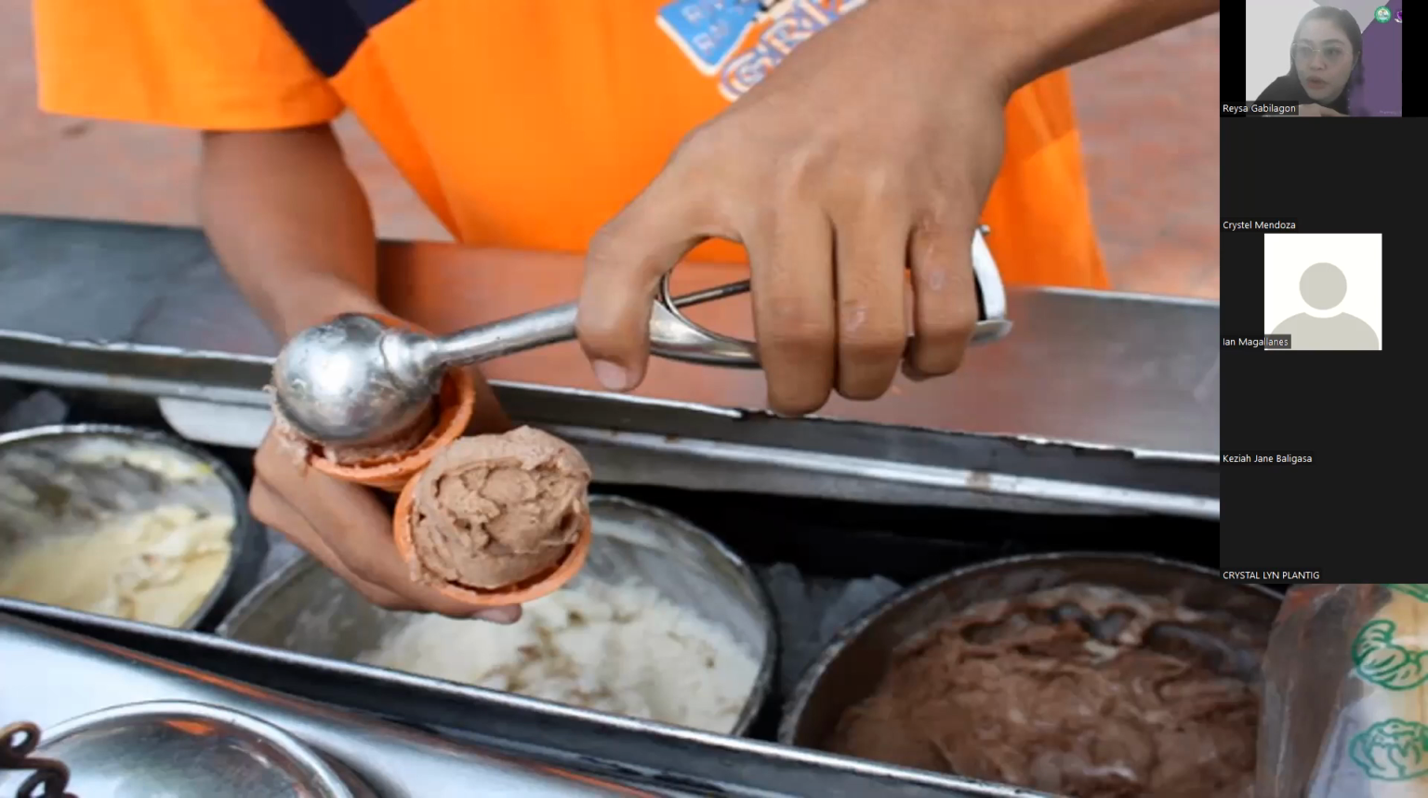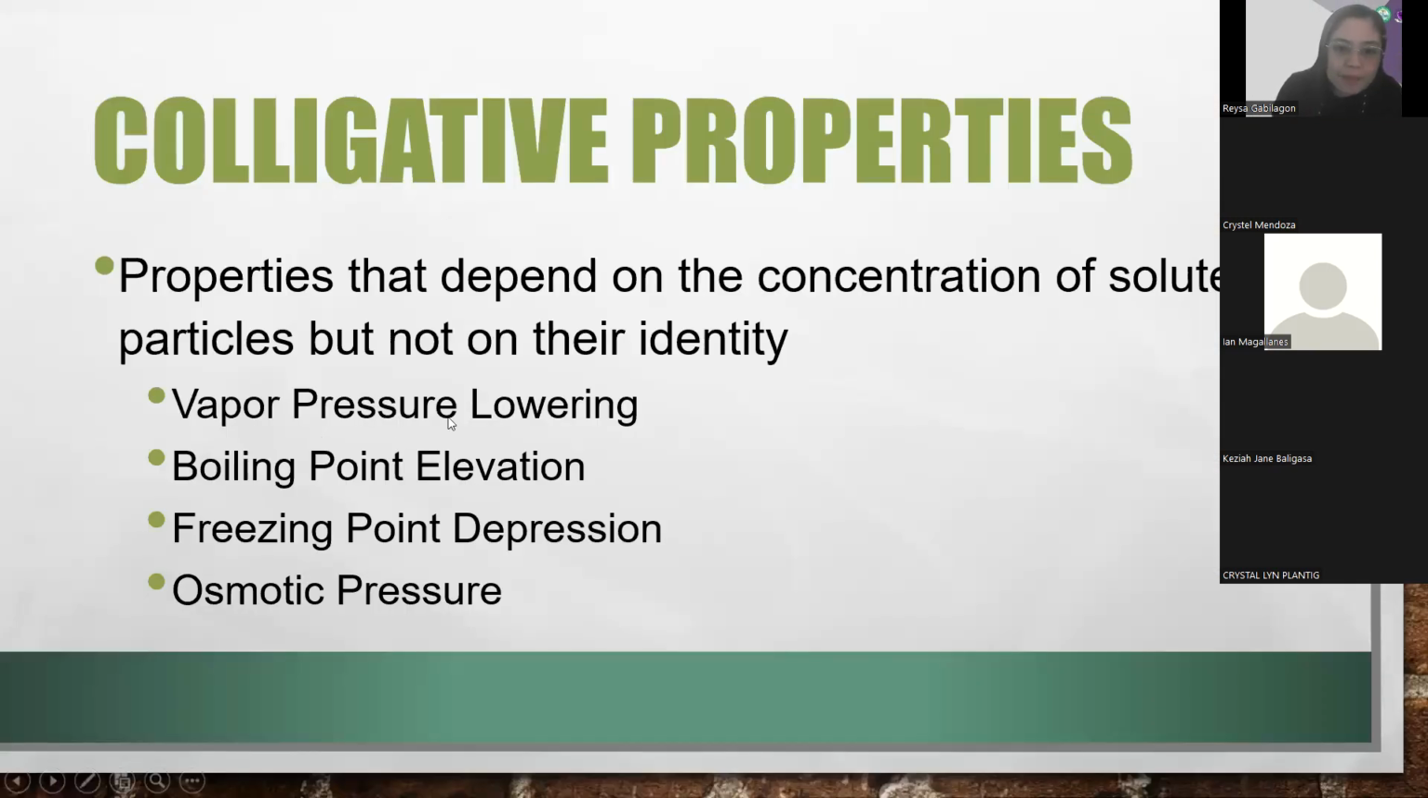I'm not just sure with the result of your experiment. So, let's see during the reporting if the theoretical colligative property, which is the increase in the boiling point, supposedly is also true in your actual experiment. So that's the first one. We did not have any experiment about this vapor pressure lowering, but this one is included in the colligative properties.